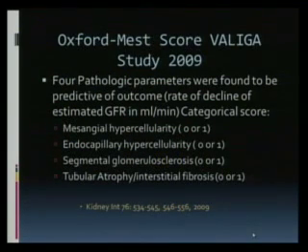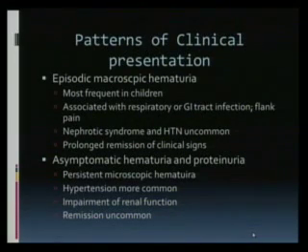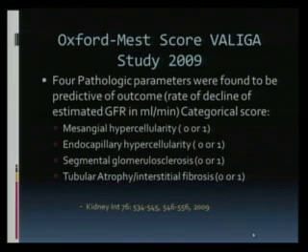When you have these patients, we usually tend to biopsy them. And when the pathologist looks at these patients, they give you, or you can do it on your own, an Oxford MEST score, which tells you how bad the pathologic parameters are. This is a rating scale for these patients. When they see mesangial hypercellularity, they give it a 1 score. If you see intercapillary hypercellularity, they also give 1. And then segmental sclerosis, tubular atrophy.